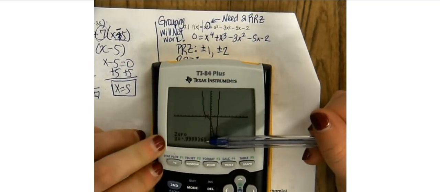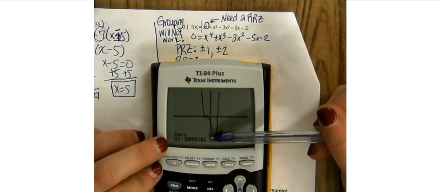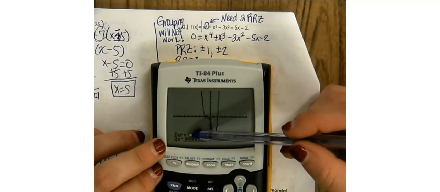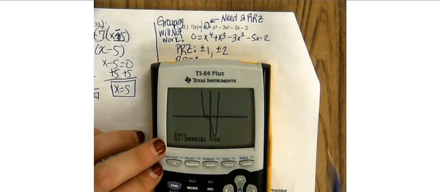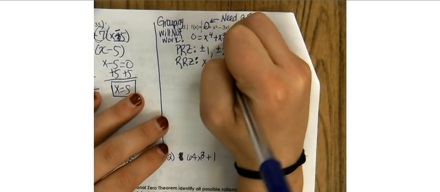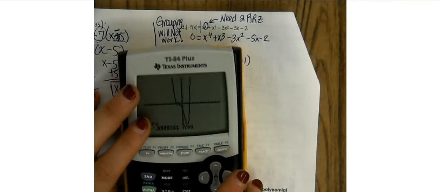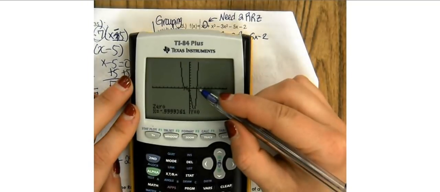I end up with negative 0.9 repeating, essentially. So if I were to round that number, that would essentially be negative 1. So I'm going to use x equals negative 1, and that comes from the parentheses x plus 1. But I need 2 rational zeros, so I'm going to find what this 0 is over here.